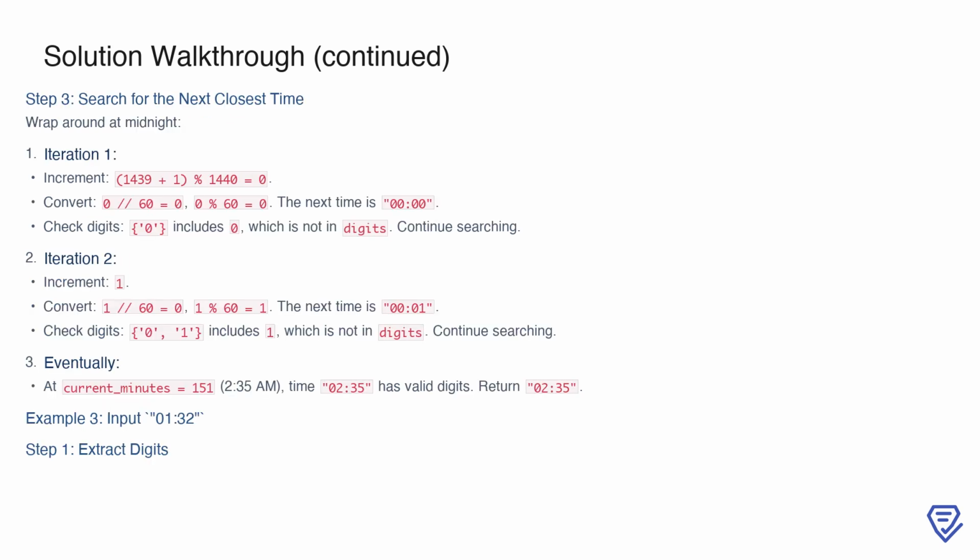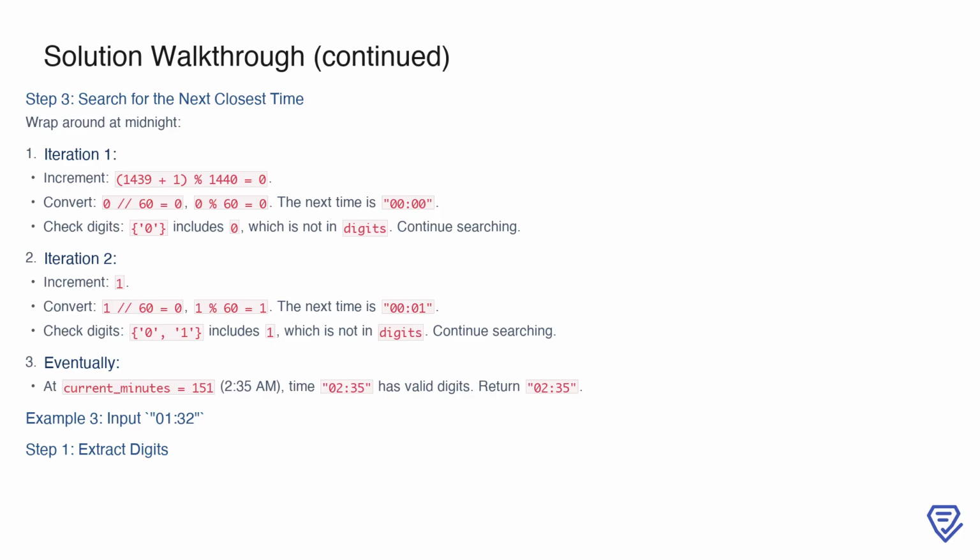Here, the search begins by incrementing the total minutes and wrapping around at 1,440 minutes. When we increment from 1439, the next minute is 0, which corresponds to midnight. However, the digits in midnight include 0, which is not in our valid set. So we continue searching.